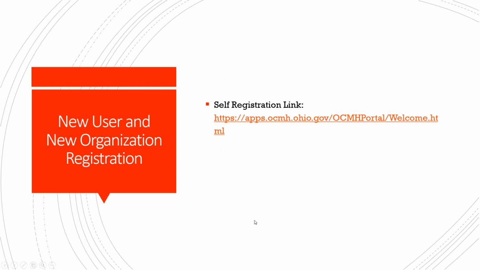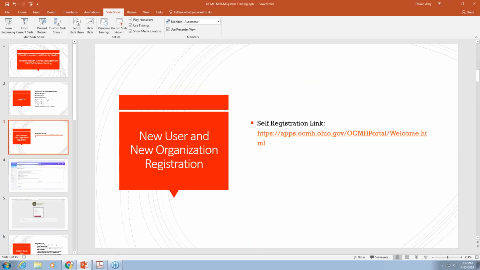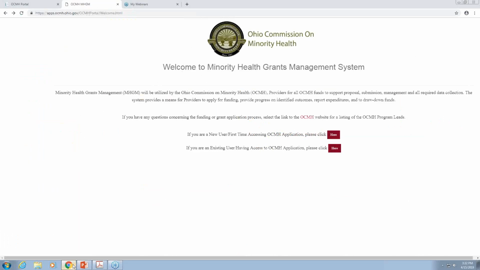So everyone, when they first go to use the application system, will be considered a new user and a new organization. And this is the link for self-registration, and the link will be available on the Commission's website at www.mih.ohio.gov and look for the registration link. So once you click on the registration link, this is what you will see.